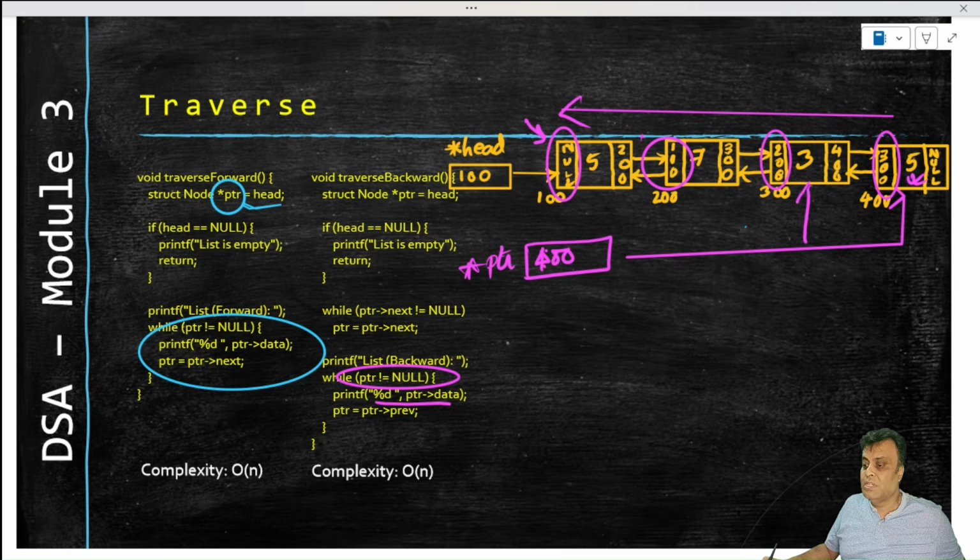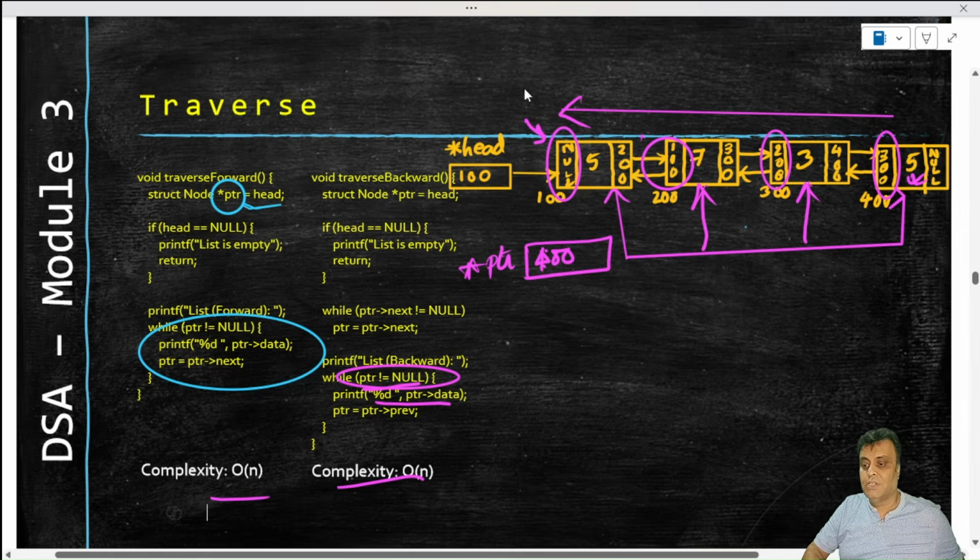So pointer then comes here. Again, the data is printed. Pointer previous, pointer comes here. Data is printed. Pointer previous, pointer comes here. Data is printed. Pointer previous is null. So pointer becomes null, comes out of the loop. Complexity, order of n, because we have to traverse the entire list. So that was your traversal for the pointers.